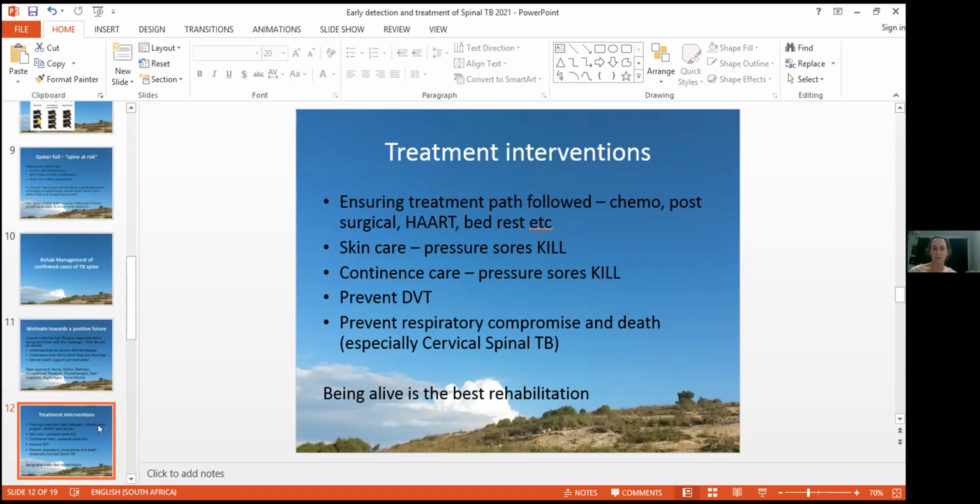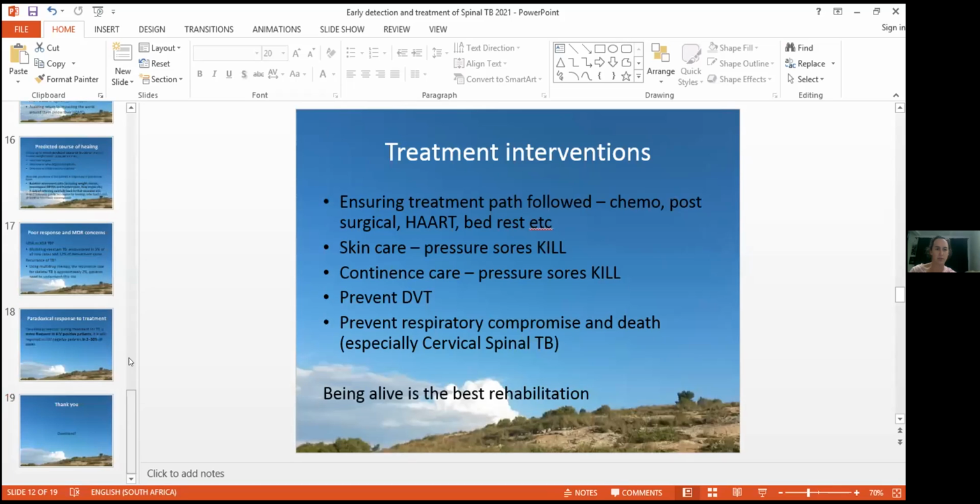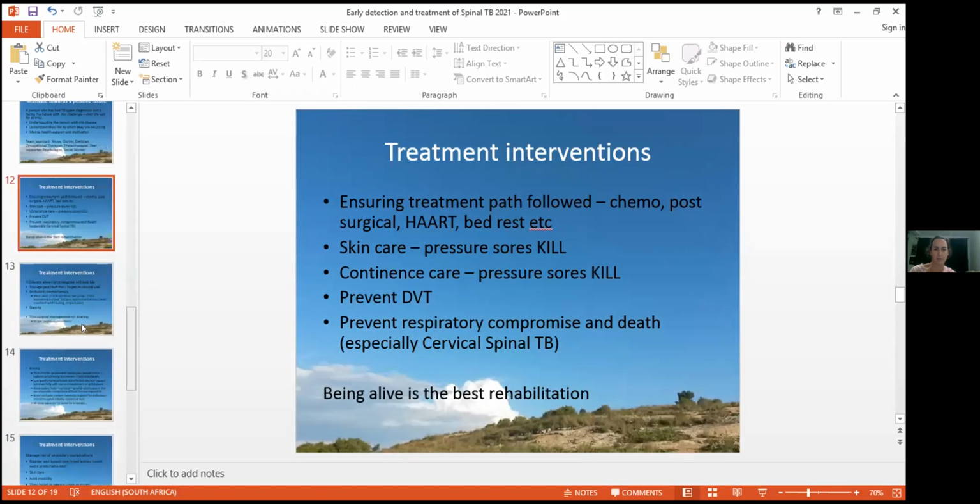And then all the stuff that kills people: if someone is immobilized for a bit, pressure sores will kill them. Being incontinent will increase your risk of pressure sores, and that'll kill them. DVTs can kill them. And then preventing respiratory compromise and death, especially with cervical spinal TB. That's something that, I don't think it's as commonly diagnosed as it happens.